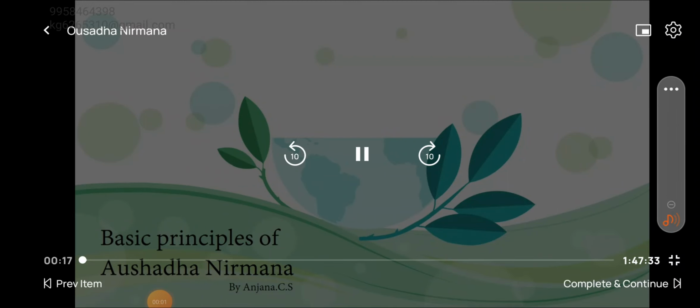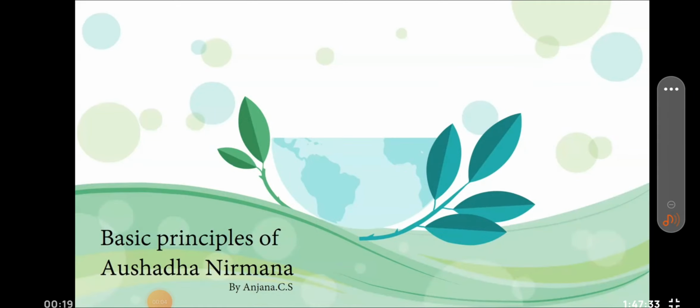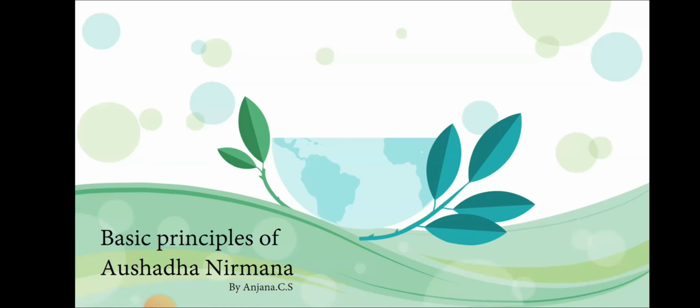In Bhaishya Kalpana, and basic principles of Aushadha Nirmana in Rasa Shastra, and finally, the Apakva Seva doshas, which are mentioned in Rasa Shastra. So the basic principles of Aushadha Nirmana of Bhaishya Kalpana we will learn first, and after that we will move on to the Rasa Shastra basic principles.